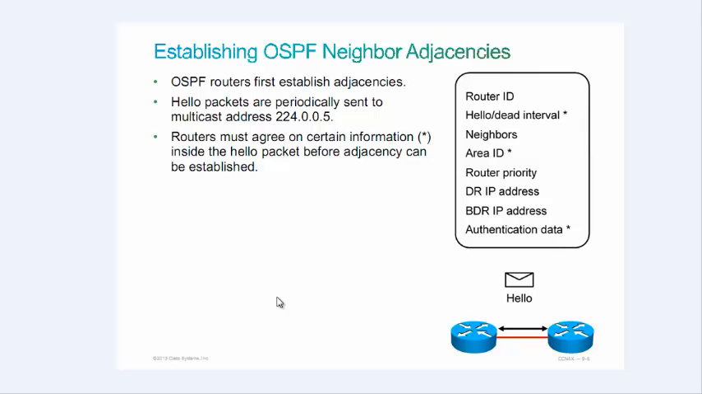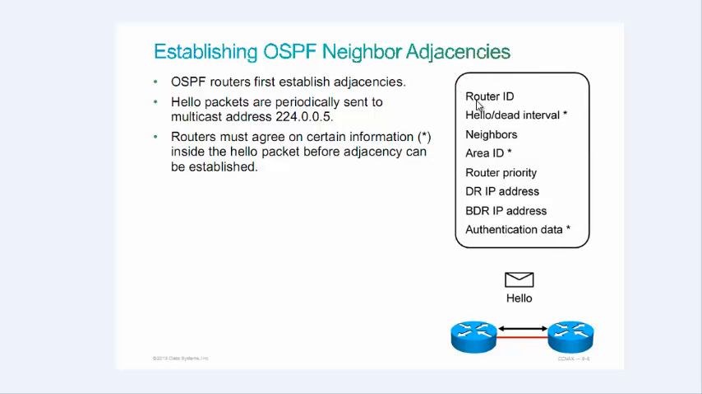Inside a hello packet, there are criteria such as router ID, hello and dead interval, neighbors, area ID, router priority, DR IP address, BDR IP address, and authentication. These are some of the criteria which have to match if they are forming a neighborship. Now what is a router ID?